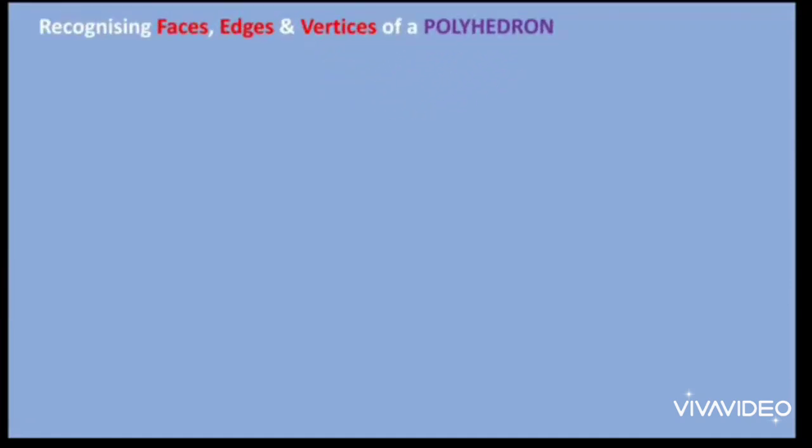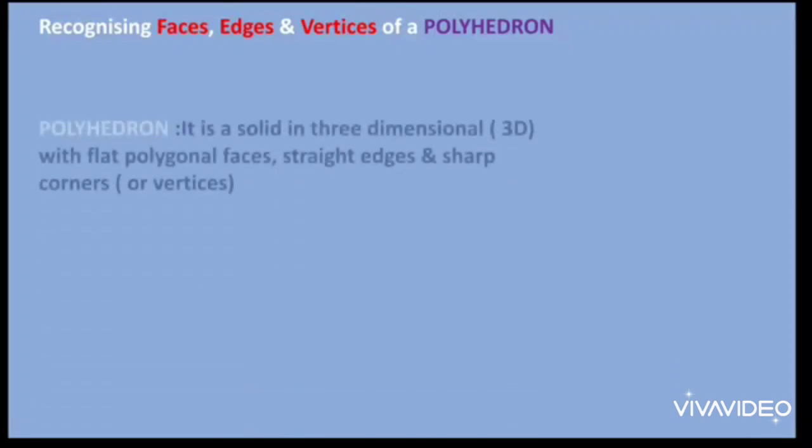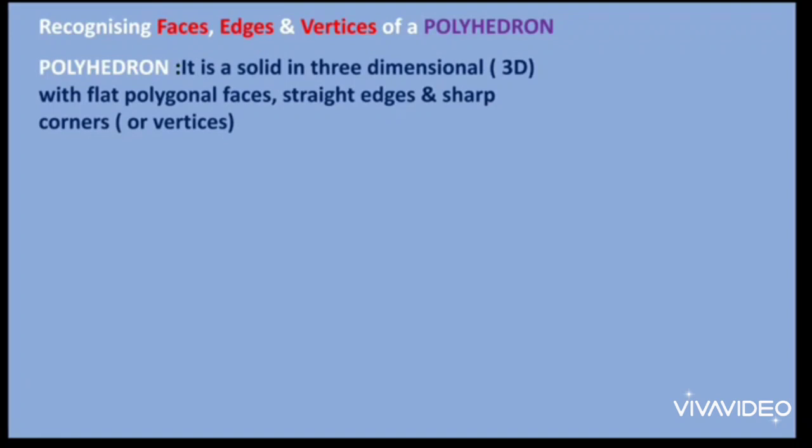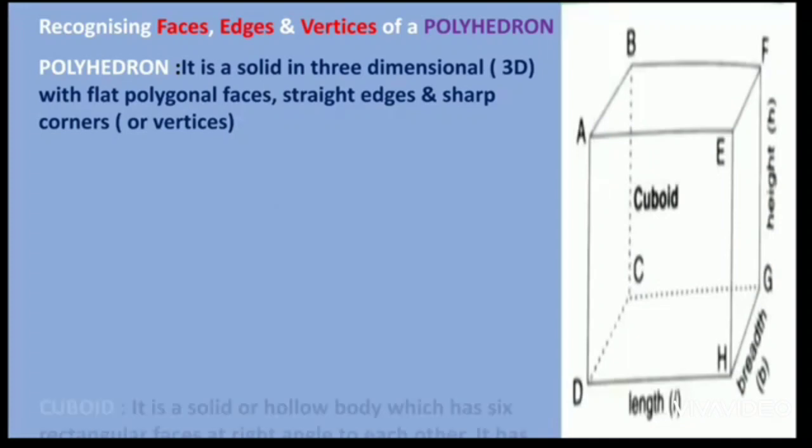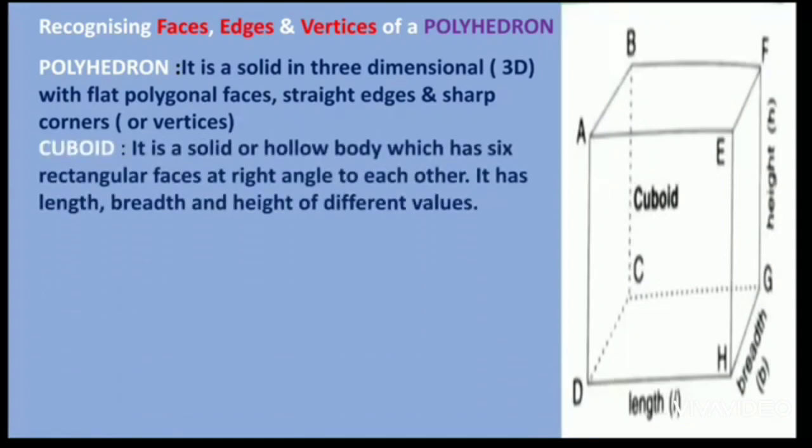Now, recognizing faces, edges and vertices of a polyhedron. A polyhedron is a solid in three dimensions with flat polygonal faces, straight edges and sharp corners or vertices. Cuboid: it is a solid or hollow body which has rectangular faces at right angles to each other. It has length, breadth and height of different values.